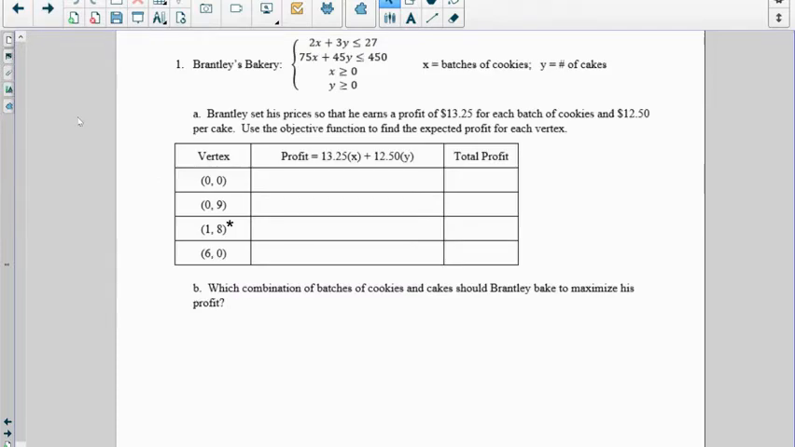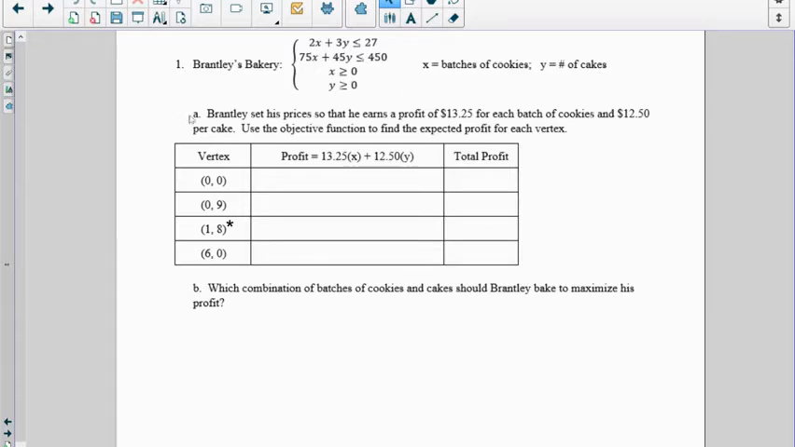So I do want to go through Brantley's Bakery with you guys. So this is number one on today's homework. If you wanted to open up the Unit 5, Day 4 homework assignment, you could complete this as we go through it. So just to recap, Brantley's Bakery, we came up with these inequalities last week. The first one was because he had 27 cups of flour to work with. The second one, he had 450 minutes to bake. And then the x is greater than or equal to 0 just means the batches of cookies can't be a negative number. And then the last one was also just saying that the number of cakes cannot be negative.